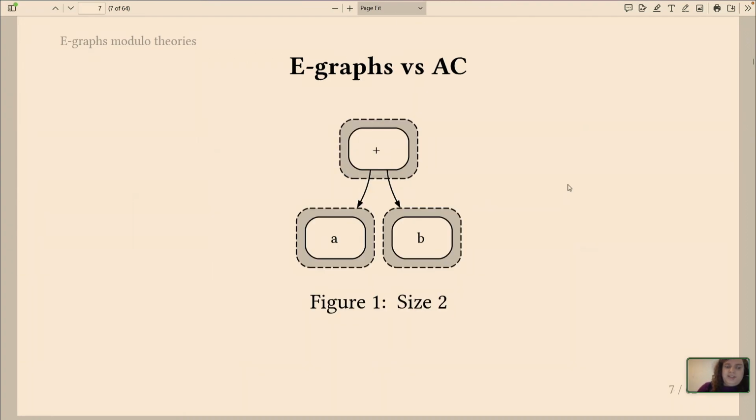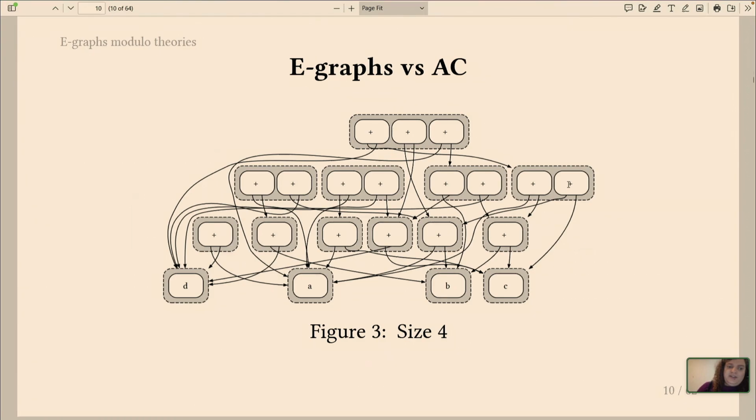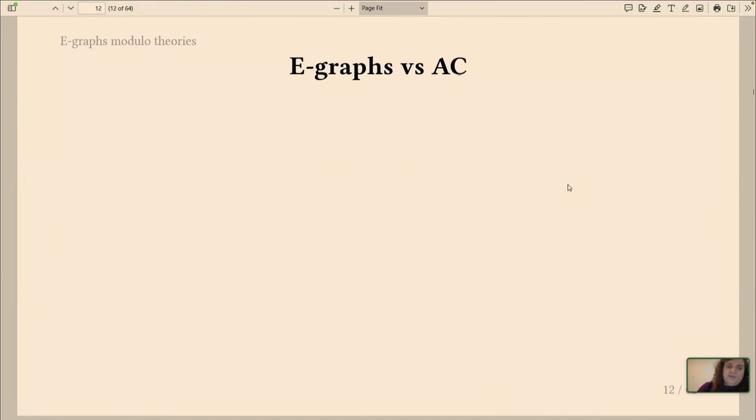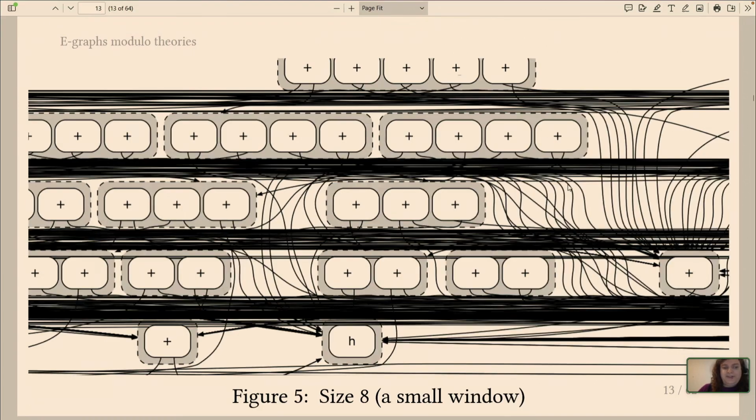Just some examples. Here's A plus B represented as an e-graph. Here's A plus B plus C represented as an e-graph and run to saturation under AC. And A plus B plus C plus D. And yeah, you see it gets bigger. When I have given this talk previously, someone asked me if these were hand generated, and hopefully you can figure out the answer based on this.